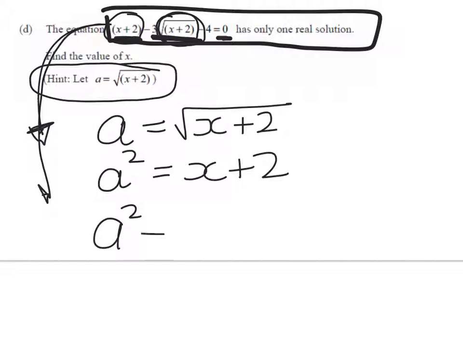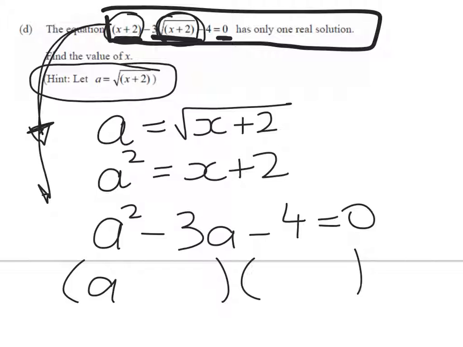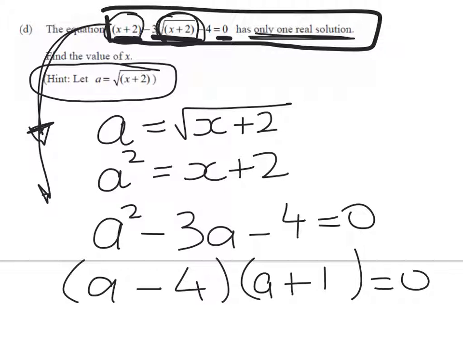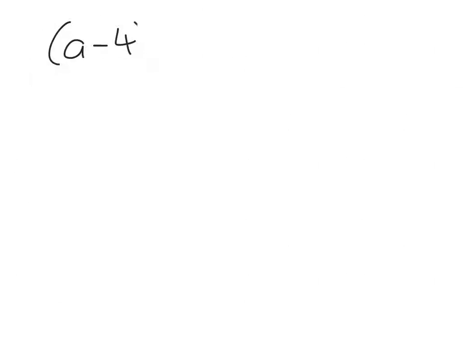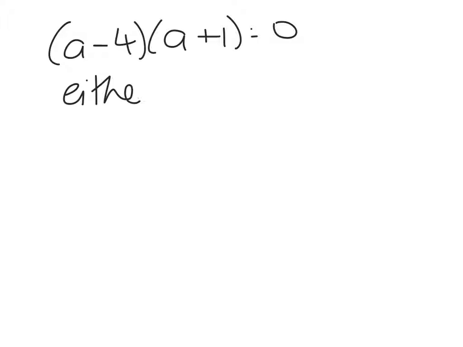So you can pretty easily see how we can transform this into the following quadratic: a² - 3a - 4 = 0. And that factorises to give me this equation: (a - 4)(a + 1). Now we're told that it's got only one real solution, but we could have figured that out for ourselves anyway, because we're going to do that on the next slide. So we've got (a - 4)(a + 1) = 0, so either a = 4 or a = -1.